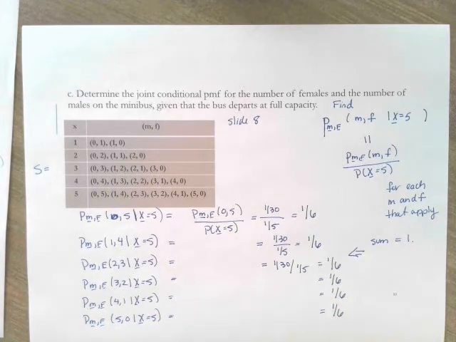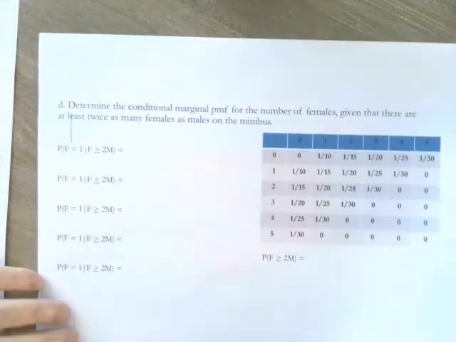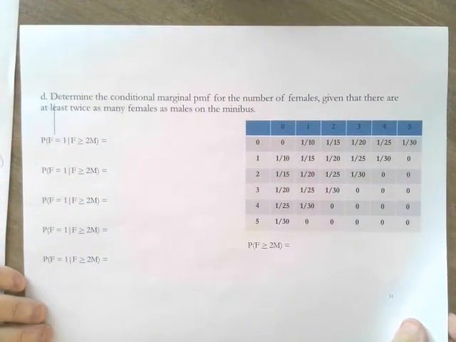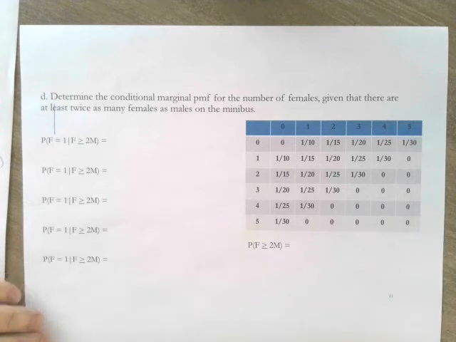Okay, there's one more part to this problem. There's actually some typos on this part D, so make sure you note the typos, all right? So part D, an interesting problem, says determine the conditional marginal PMF for the number of females given that there are at least twice as many females as males on the bus. That is a lot of words here, and since I was using a particular color for females, I think I will stick with that.